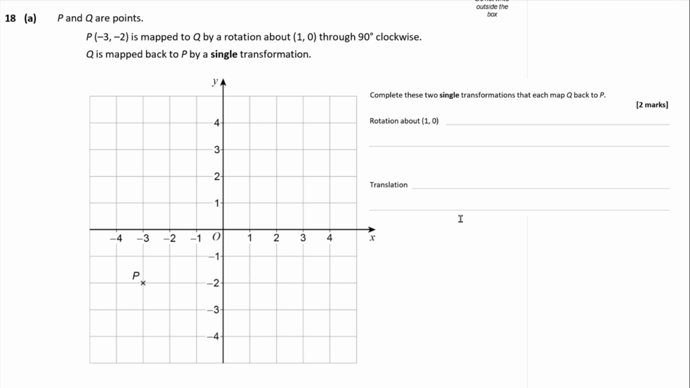Q is mapped back to P by a single transformation. Complete these two single transformations that each map Q back to P. Now you might want to do this with a bit of tracing paper. Another way of doing it is kind of with knight moves.